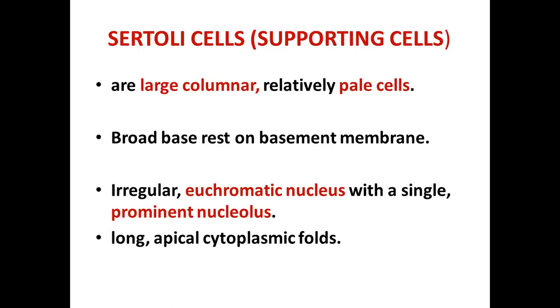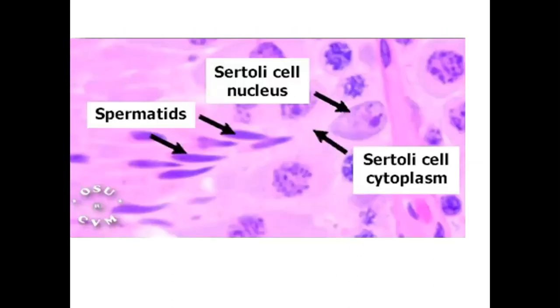inside the seminiferous tubule. They are large columnar cells, pale cells, broad at the base, then towards the lumen. But the important thing, they have an irregular euchromatic nucleus with a large single prominent nucleolus. Then on the apical side, they form the cytoplasmic fold, from where developing spermatids take nourishment.